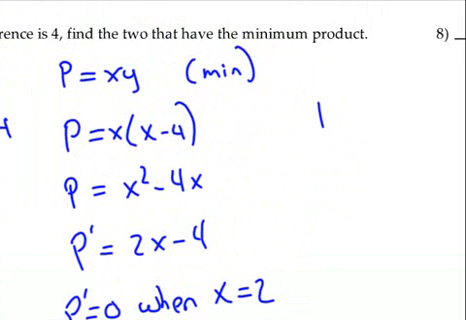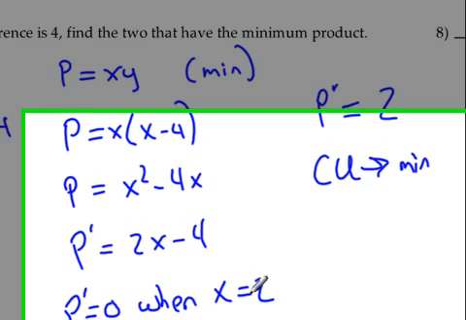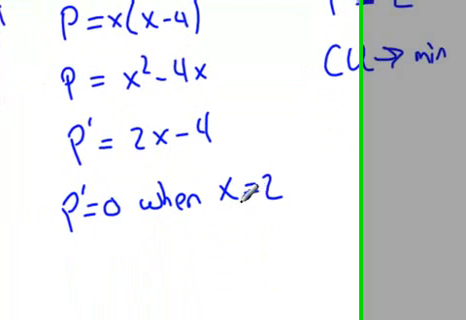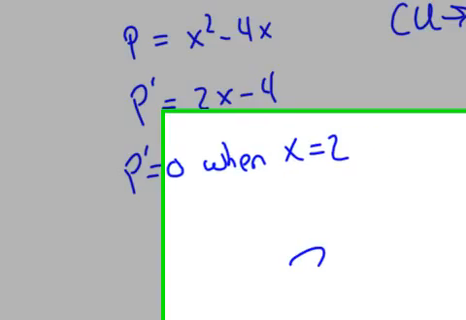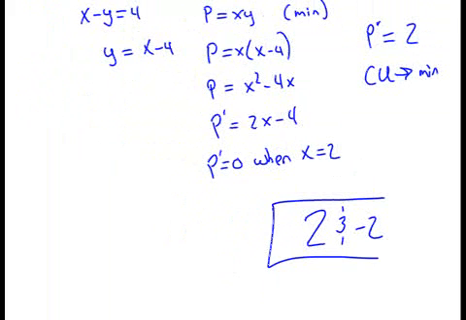If we look at the second derivative, we get 2, which is always positive, which says we're concave up, which implies a minimum. And we're trying to find a minimum product. So at any critical point, we're going to see a minimum. Our only critical point is 2. So x is 2, and y is 2 minus 4, or negative 2. So 2 and negative 2 are the two numbers that would give me that minimum product. That's it.